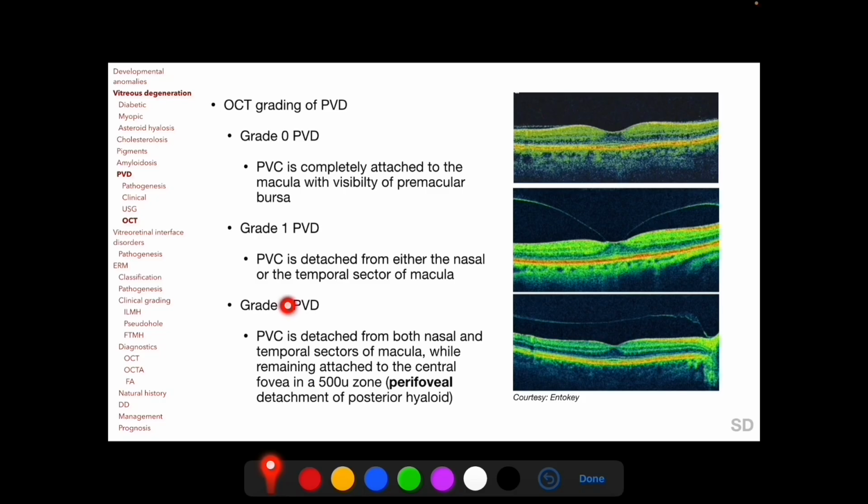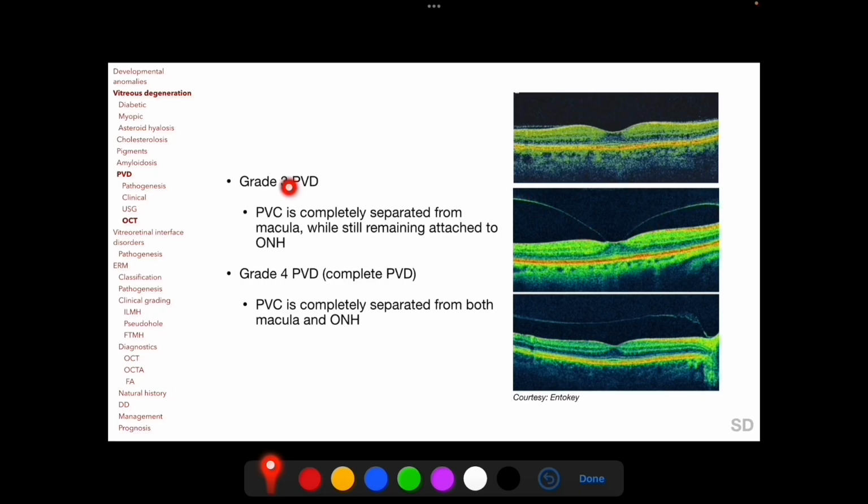Grade 2 PVD refers to a posterior vitreous cortex that is detached from both the nasal and the temporal sectors of the macula while remaining attached to the central fovea, as seen here in this OCT image, which is also known as perifoveal detachment of the posterior hyaloid. Grade 3 PVD refers to a posterior vitreous cortex that is completely separated from the macula while still remaining attached to the optic nerve head, and grade 4 PVD or complete PVD refers to a posterior vitreous cortex which is completely separated from both the macula and the optic nerve head.